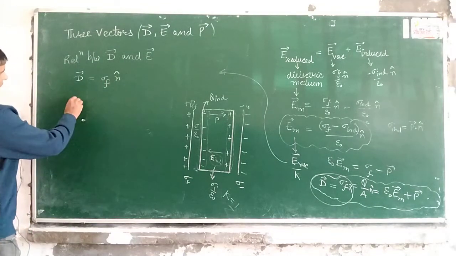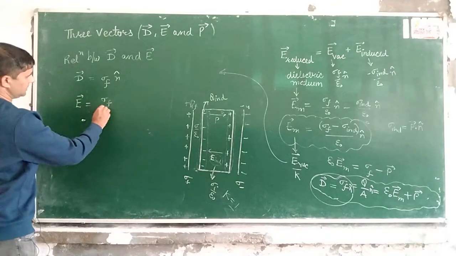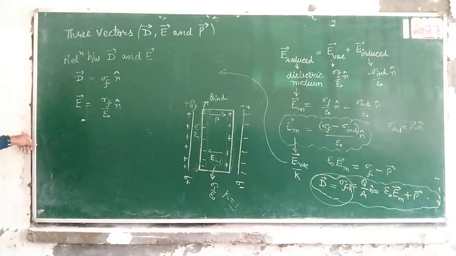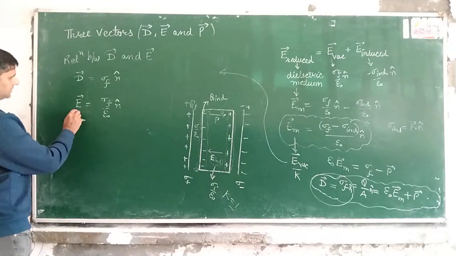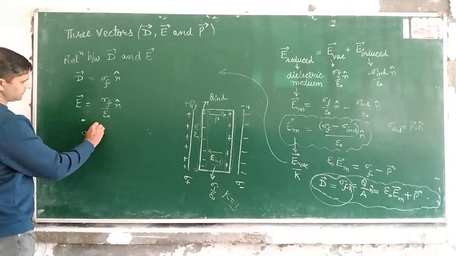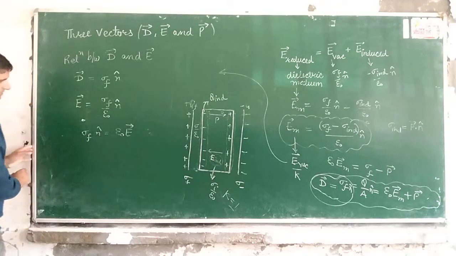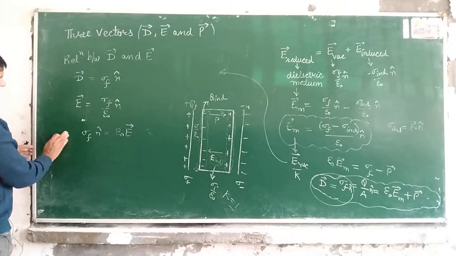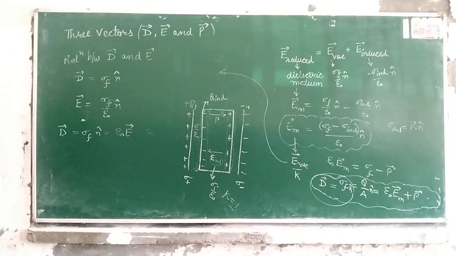And vector E is sigma free by epsilon node into unit vector n. If you adjust its value here, then you will find that E in the medium, sigma free unit vector n, is equal to epsilon node into vector E, and from the first equation you see this is vector D. So I can write this is equal to vector E.